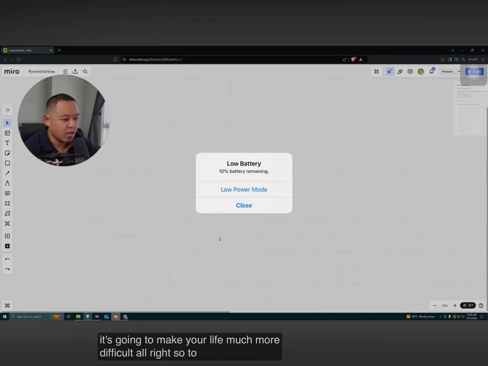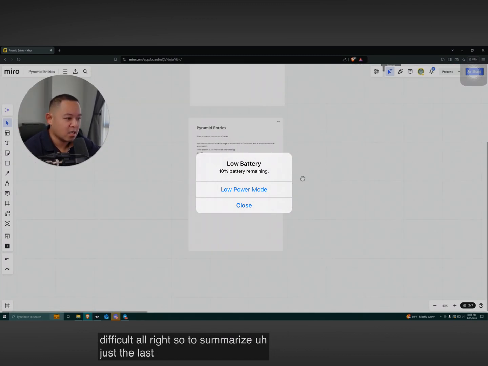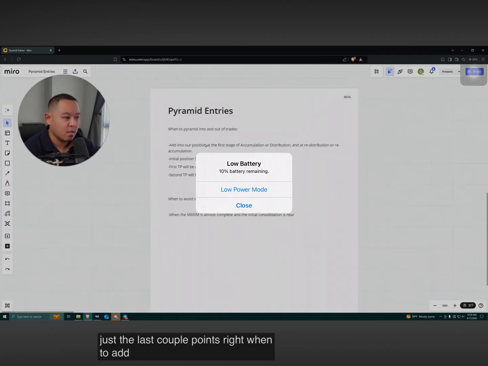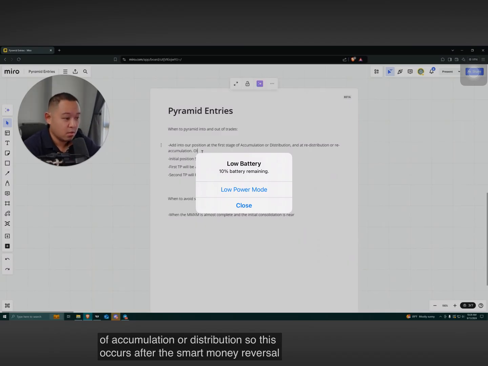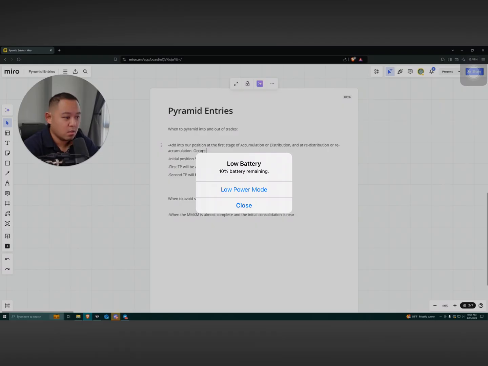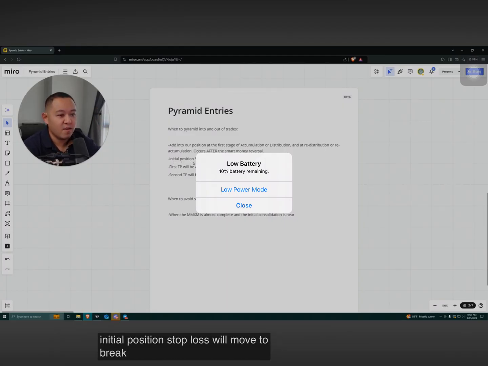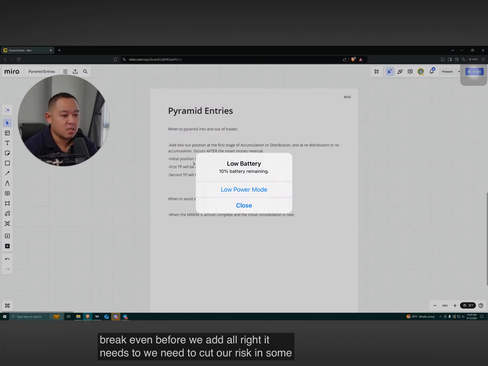All right. So to summarize, just a last couple points, right? When to add into our positions. So we want to add into our position at the first stage of accumulation or distribution. So this occurs after the smart money reversal. So after the smart money reversal, our initial position stop loss will move to break even before we add. All right, we need to cut our risk in some measure before we add into our trade.